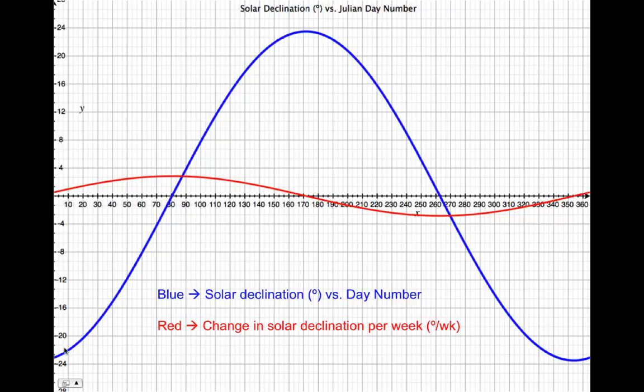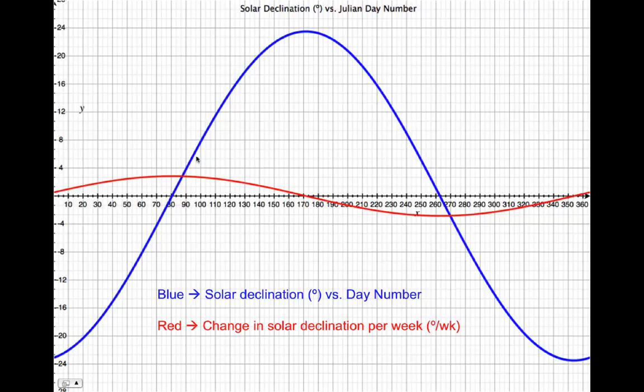So starting down the lower left, in the winter solstice, it's at 23.5 degrees south, crosses the equator during the vernal equinox, heads up to the north at 23.5 degrees north during the summer solstice, and then crosses the equator again during the autumnal equinox. Now the blue line is showing that solar declination versus day number, whereas the red line is the derivative of that, looking at the change in solar declination per week, how many degrees of change happen per week.